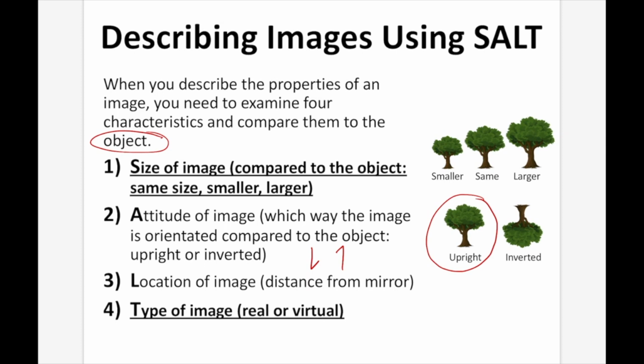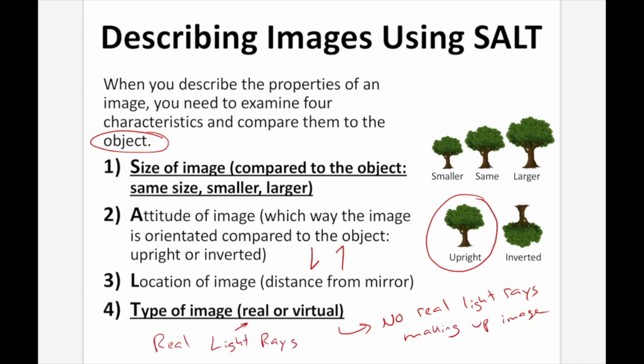And then 4, type of image, is it real or virtual? When we talk about virtual, it's going to use non-real light rays. A real image, on the other hand, will use real light rays.